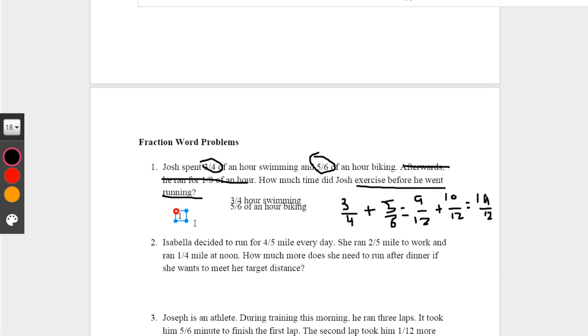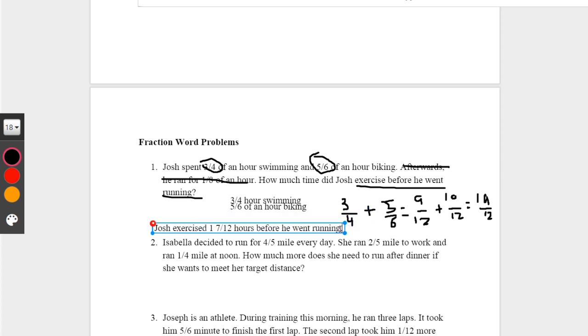1 and 7/12. So how much time did Josh exercise before he went running? Josh exercised 1 and 7/12 hours before he went running. That's kind of complicated. It's just fractions. So yeah, make sure to write the full sentence out.